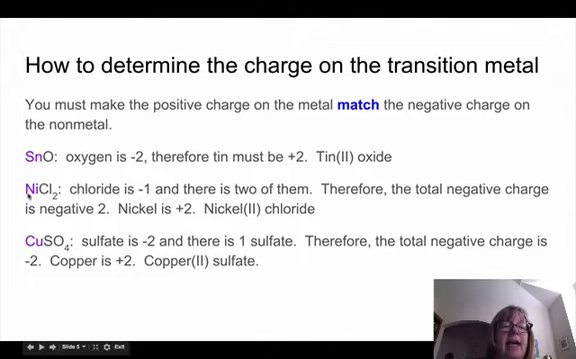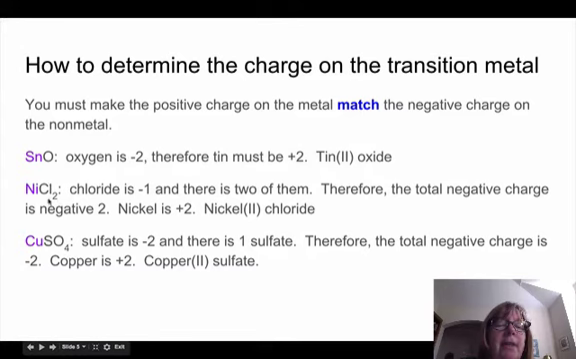Here we've got NiCl2. It's nickel. Look on your periodic table. It's in the d block. Nickel is a transition metal, and we can't just say nickel. We have to say what the charge of nickel is, and we're going to have to look at chloride's charge. So look at chlorine on your periodic table. It's a halogen. It's 1 away from a noble gas. It has a -1 charge.